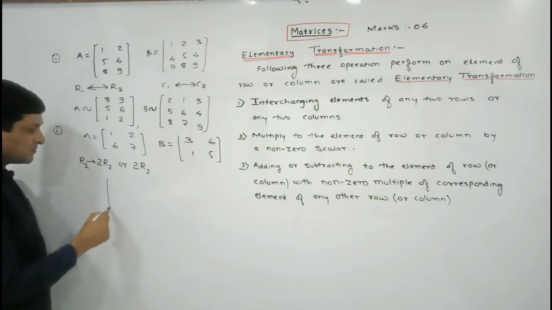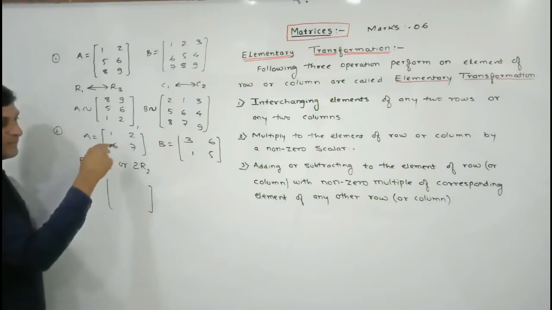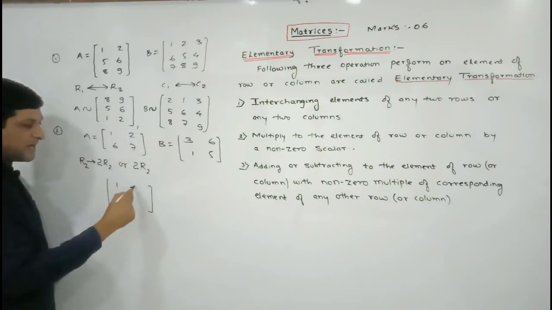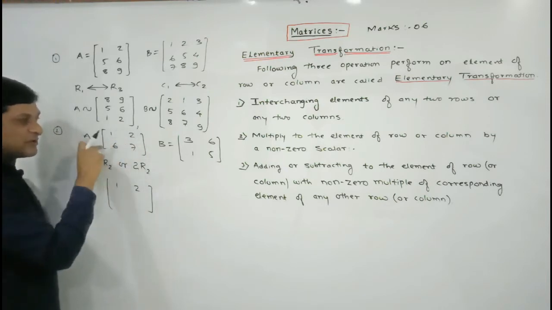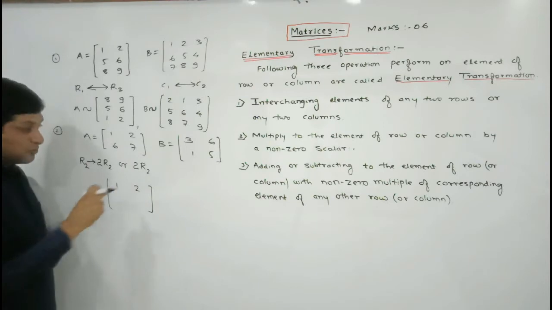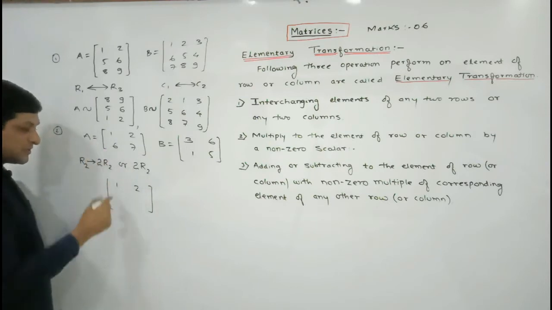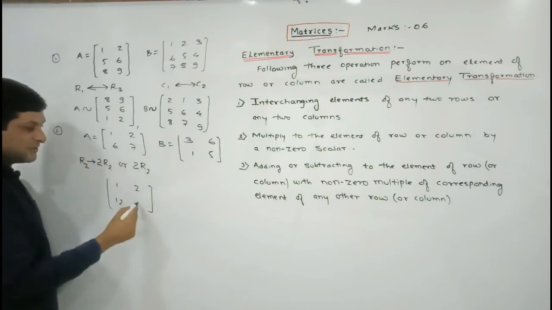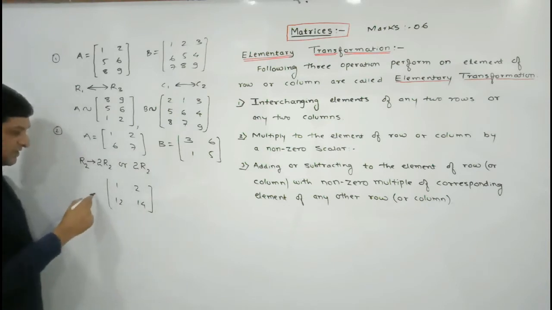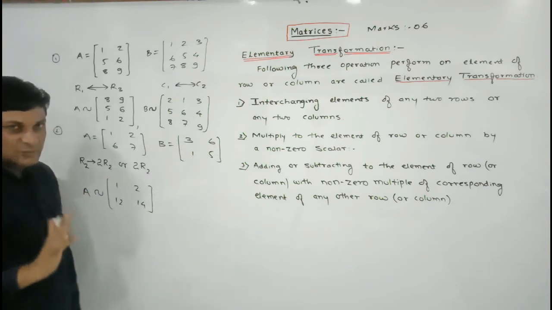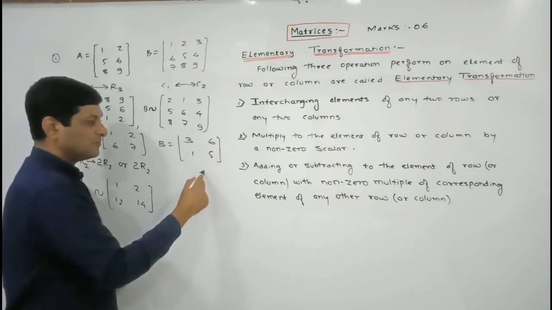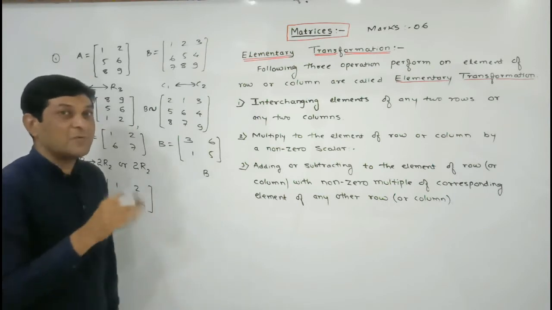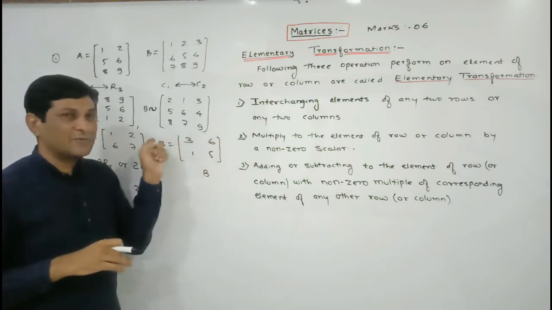So let us see what we'll get if we multiply the elements of R2. Keep the elements of R1 as they are, because there is no operation on R1. We are multiplying the elements of R2 by 2. So 2 into 6 is 12, and here 7 into 2 is 14. In this way, the new matrix which you get is denoted by this notation, which is read as equivalent.